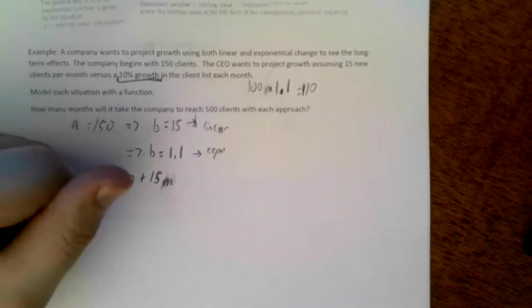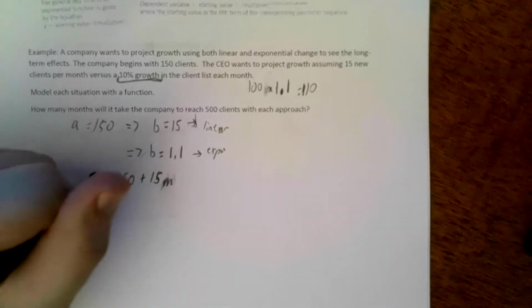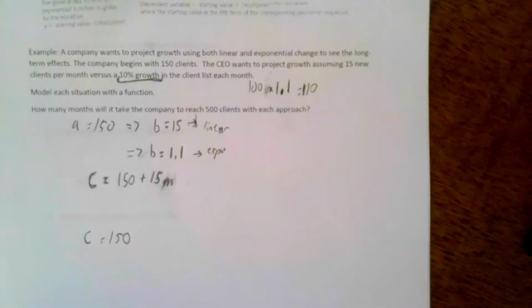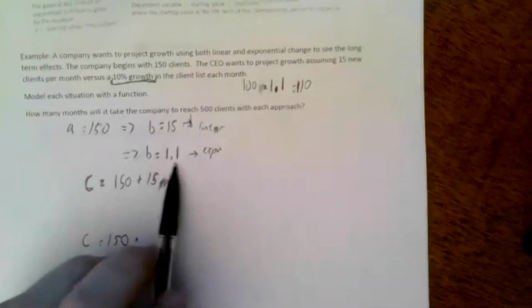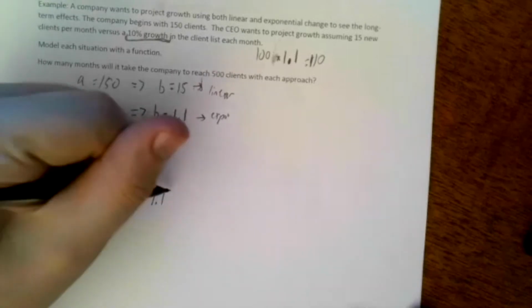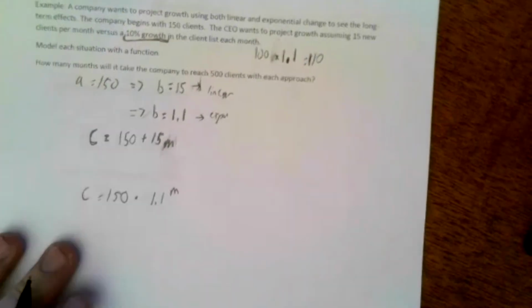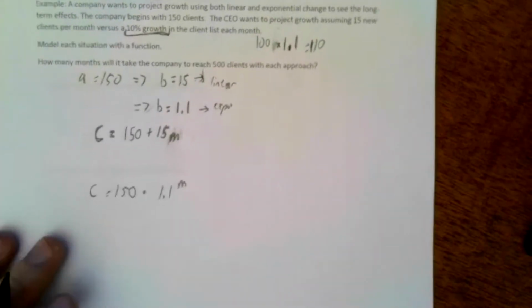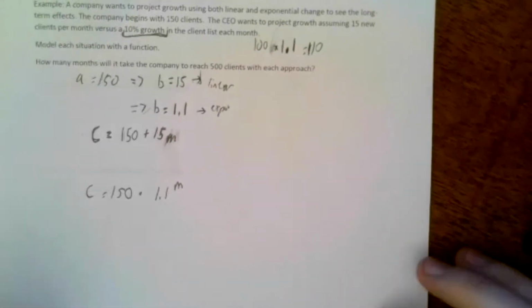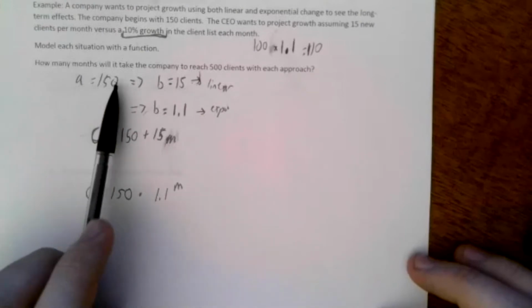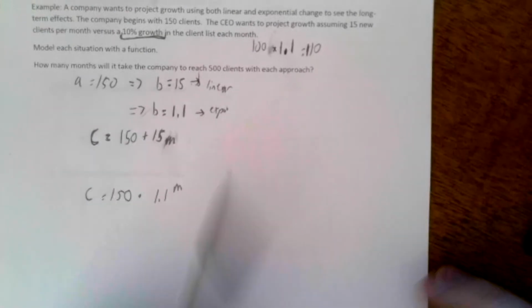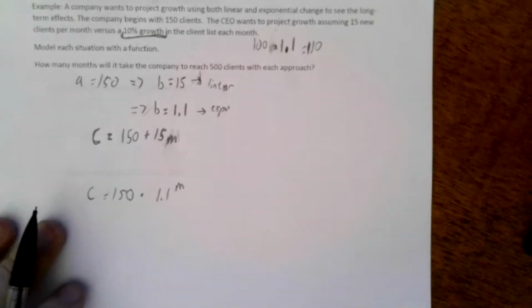So the number of customers for an exponential, well, we start with 150, right? And we're going to multiply that by 1.1, which is our B. And we're going to raise that to the M power, right? For how many months have passed. So how can I find, it says how many months will it take for the company to reach 500 clients with each approach?